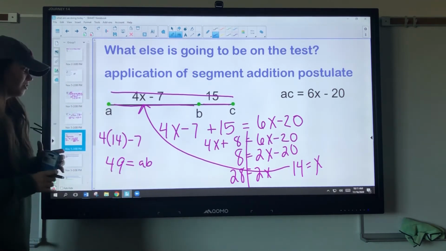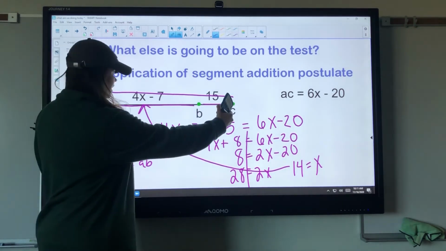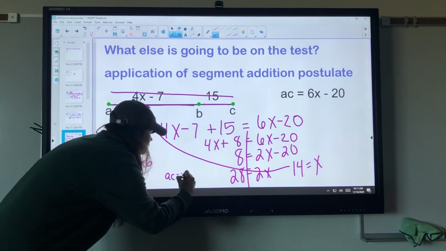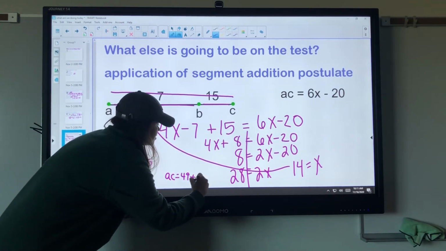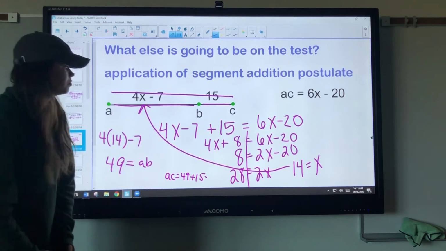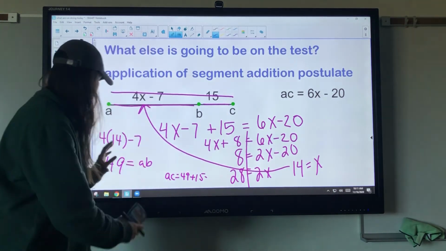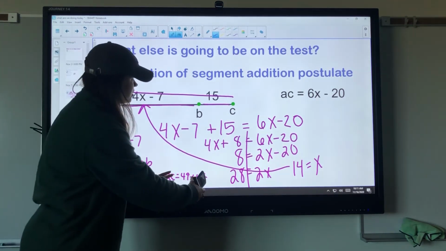Now they might not have asked for that, they might have asked for the length of AC, and if that's the case, then to get AC you have to do 49 plus 15 and see what that is. So make sure you look at what they're asking for. Did they ask for X, or did they ask for AB, or did they ask for AC?